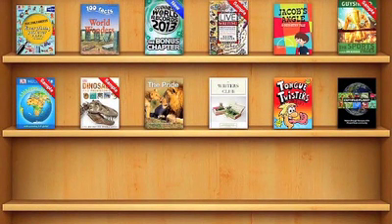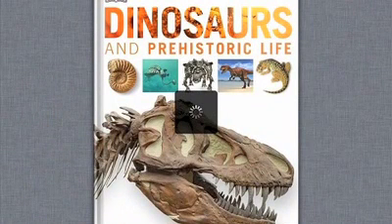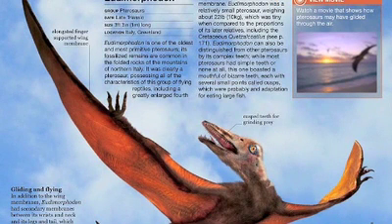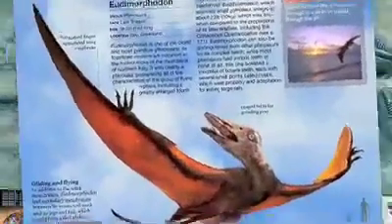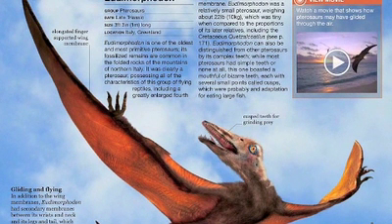I'll show you a really good one I just got a sample of. This is by DK, and it's Dinosaurs and Prehistoric Life. Now this is a very interactive text. What we have here is a fantastic way that they've laid out the text and the images, and you really need to think about how you're actually going to do that. I'm sorry, on my screen I can see quite a lot more than you can on this screen.